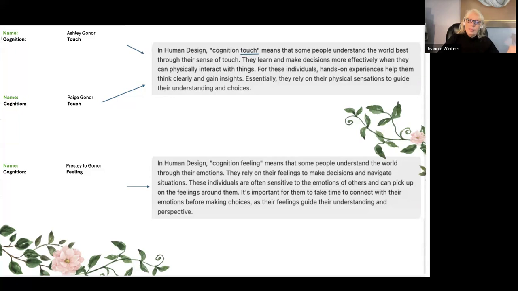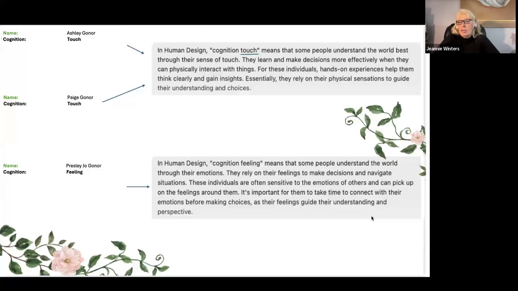Whereas your other daughter, Presley, has feeling, right? So it's understood through her emotions. It's not the physical touch, it's actually the feelings. She relies on her feelings to make decisions and navigate situations. These individuals are often sensitive to the emotions of others and can pick up on the feelings around them. So she's very intuitive, emotionally intuitive, or also emotionally intelligent. It's important for them to take time to connect with their emotions before making choices, as their feelings guide their understanding and perspective.